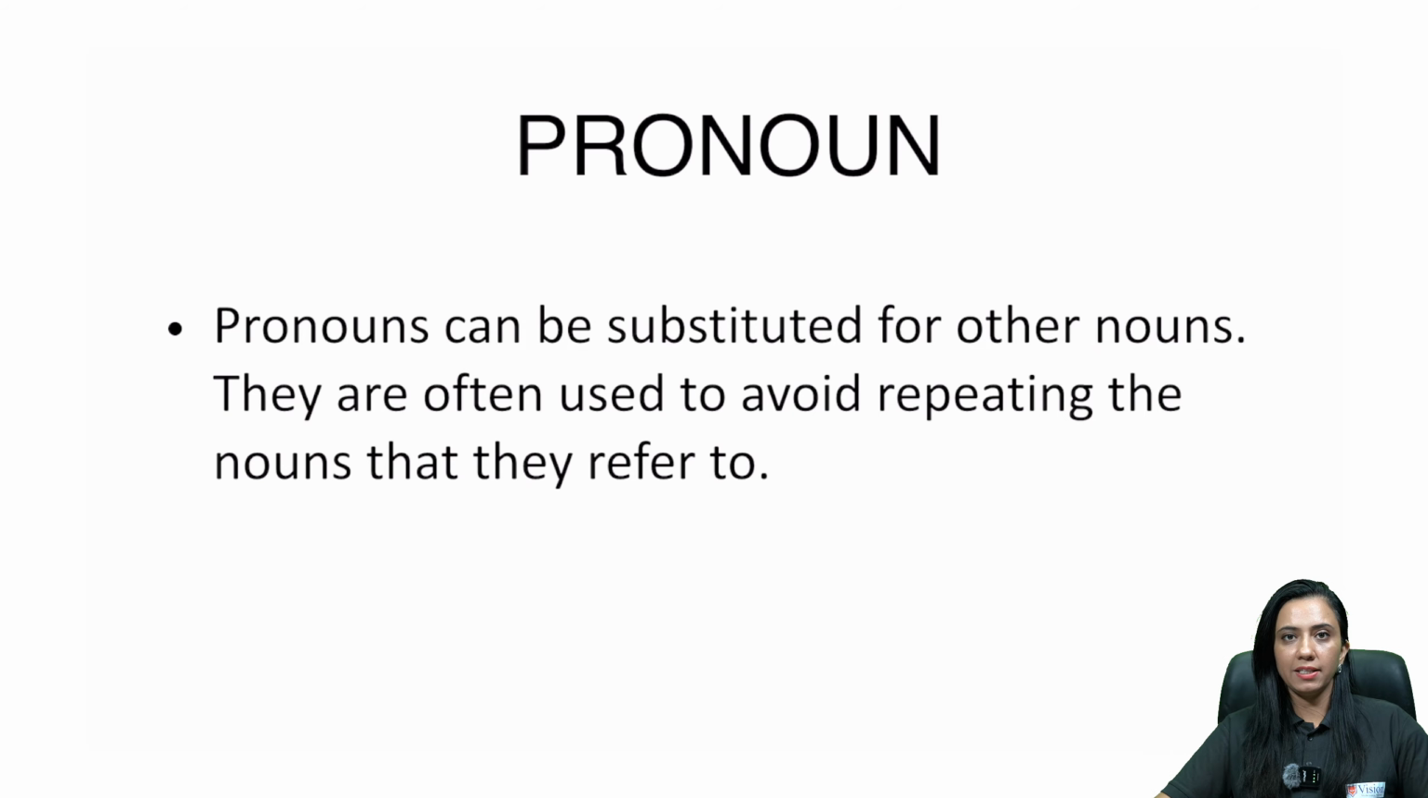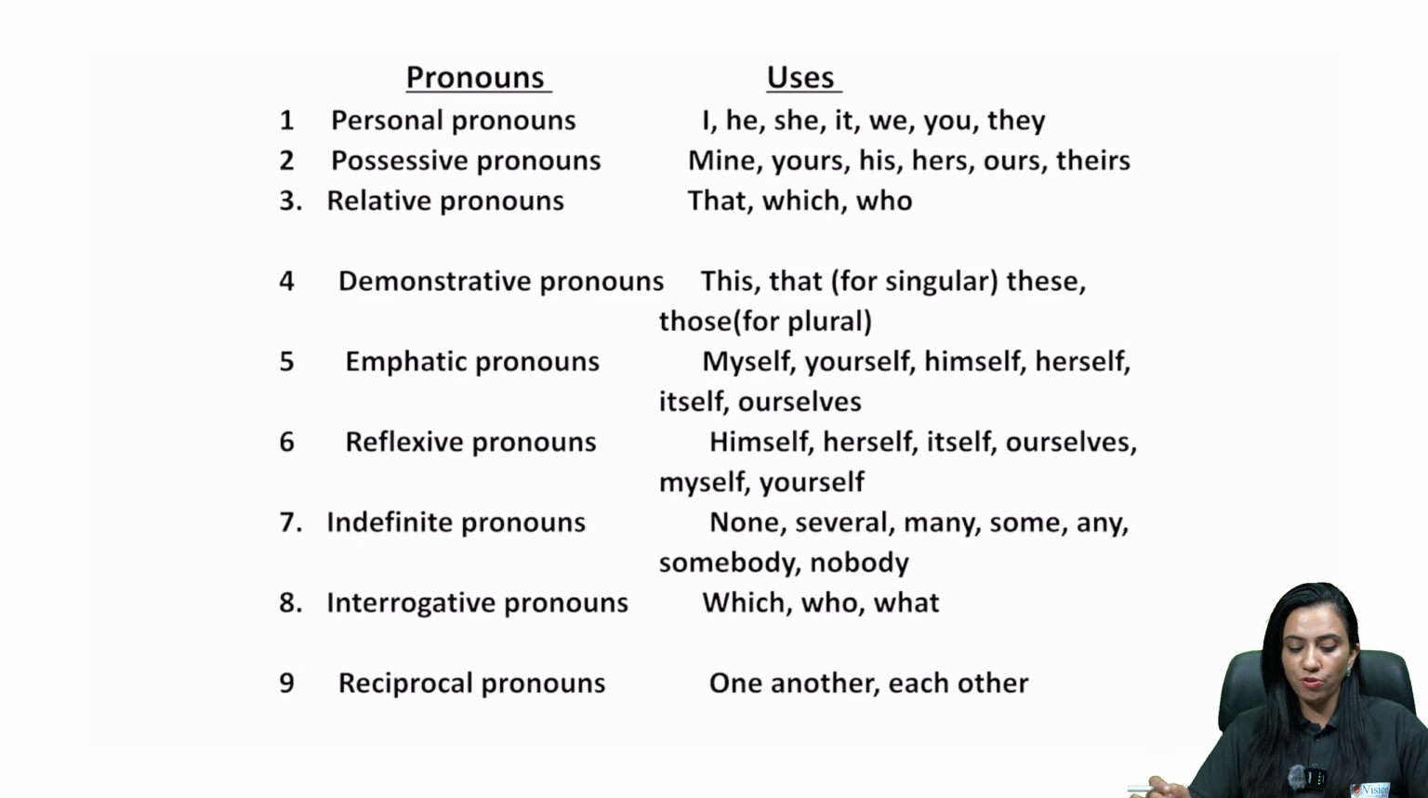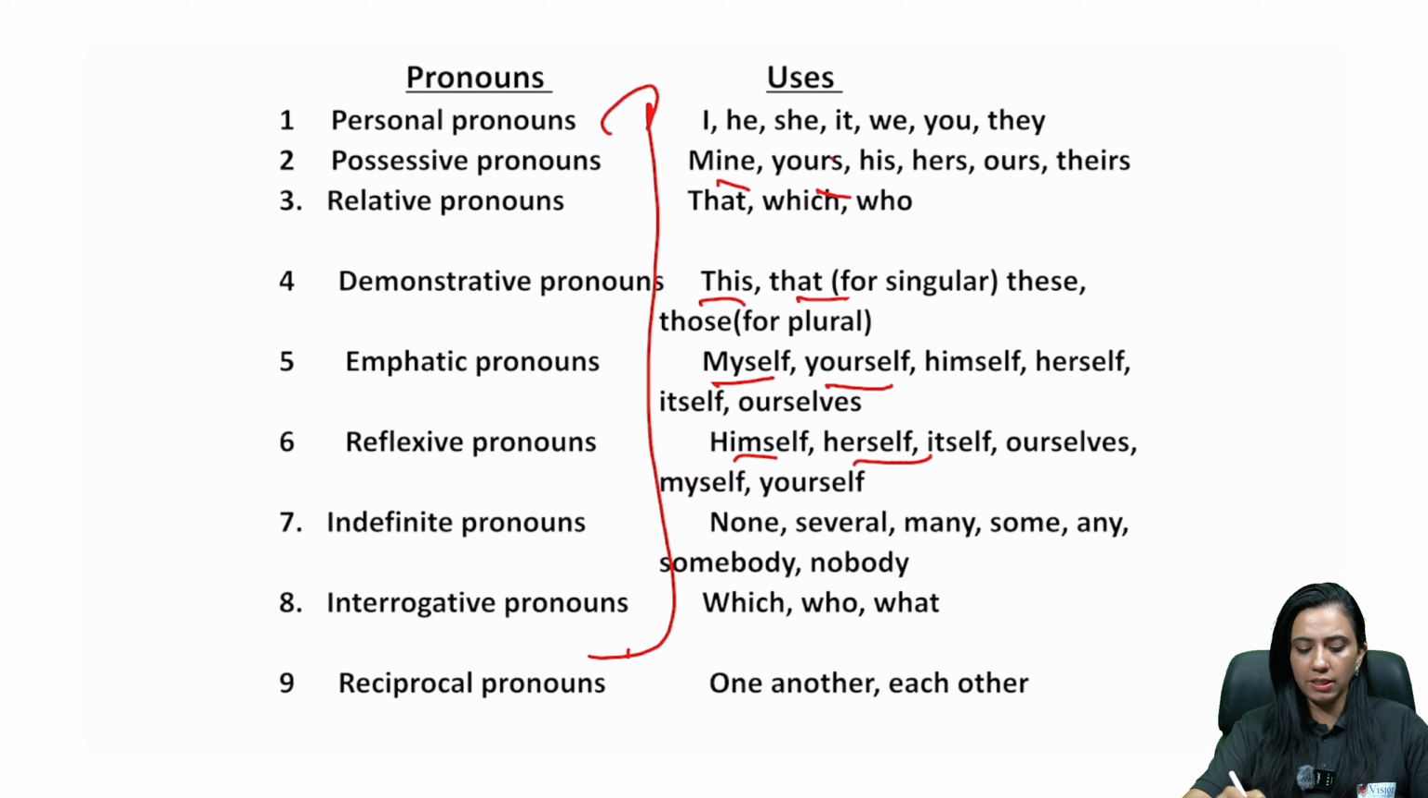Now, let's move to the second thing, that is pronoun. Pronouns can be substituted for other nouns. So this is the substitution. They are often used to avoid repeating the nouns they refer to. If I say, I went to Taj Mahal, Taj Mahal is very beautiful. So this is a repetition using the word Taj Mahal. I would say it. So that is a pronoun. It is a substitute. There are various types of pronouns like I, he, she, it, mine, yours, this, that, myself, yourself, himself, herself. You need not worry about what these types are, but we should know how we are using the pronouns.